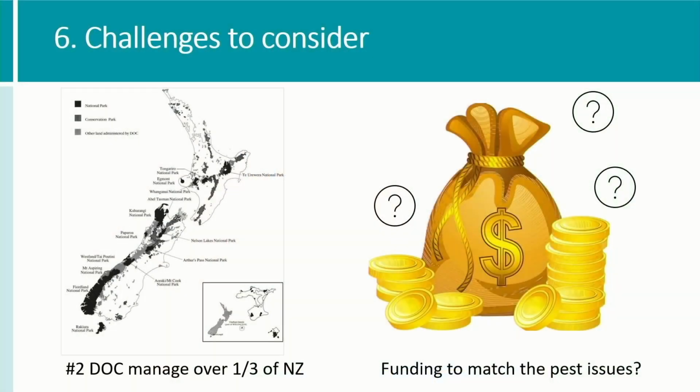The second one is just acknowledging that DOC manages over a third of New Zealand. That's a large chunk of land. And sadly, we all know this, they don't have the funding to match the pest issues. So my questions are, can we change the funding model? Could we target the International Visitor Levy specifically to deal with pest issues? Pest plants in particular. I think DOC are well good on that. Pest animals, they can always do more, but pest plants, woefully underfunded.